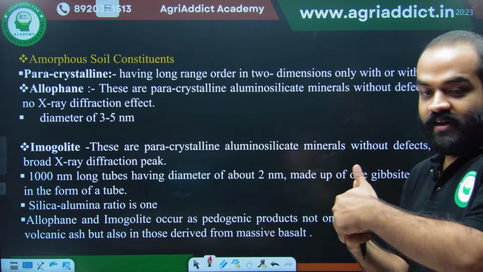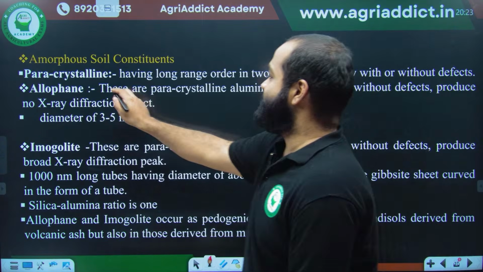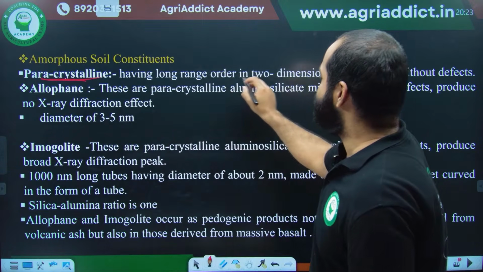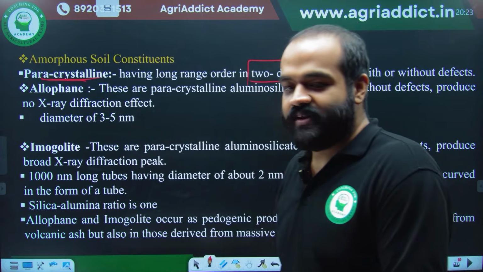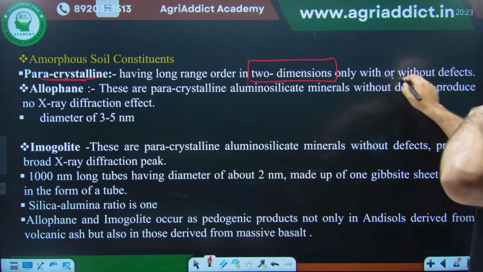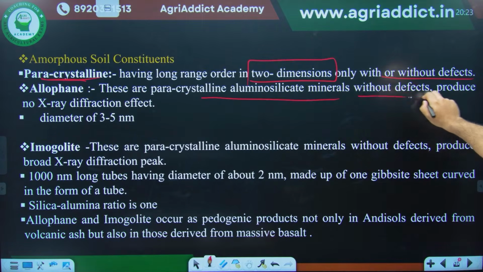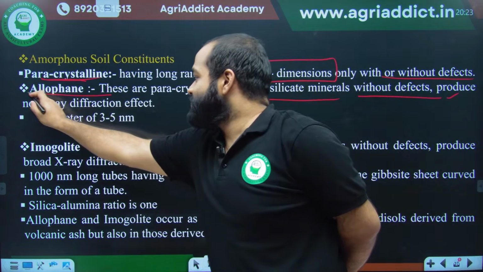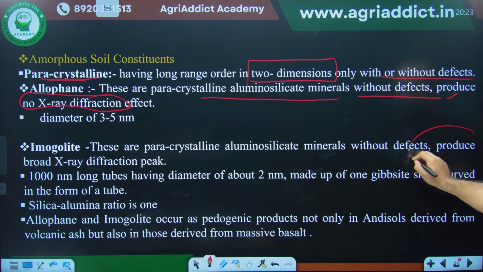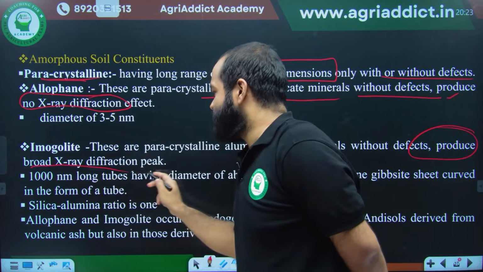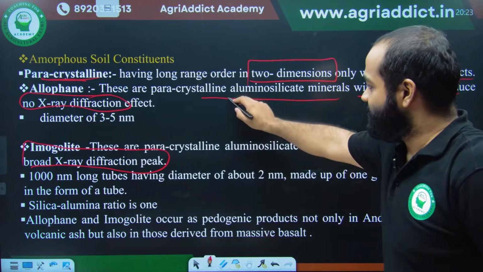So we have come to the amorphous soil constituents, the amorphous parts of soil that we all know. Paracrystalline minerals have long range order in only 2 dimensions. I think all of you know this, you might have read the new ISSS, it is written there. Allophane is a paracrystalline aluminosilicate mineral without defects and produces no X-ray diffraction effect, whereas imogolite, you can see, has a broad X-ray diffraction peak. All right. So this is the basic difference between allophane and imogolite.